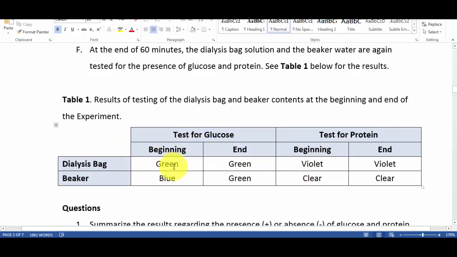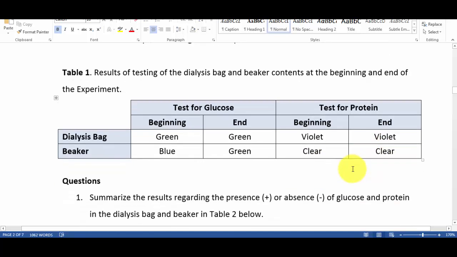So beginning green for glucose, because yes, you put it in there. In the end, there was still glucose in there as well. Beginning for protein, violet, because it was added, and at the end was violet. So that's in the dialysis bag. The beaker, you can see here, beginning was blue, so there's no glucose. At the end, it turned green. And then here it was clear at the beginning because there was no protein. And then here it's clear.